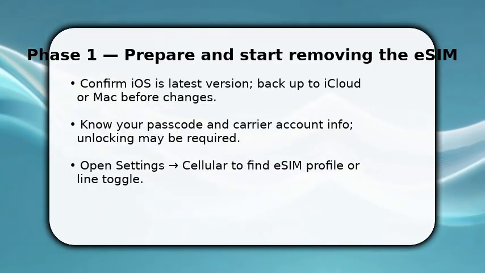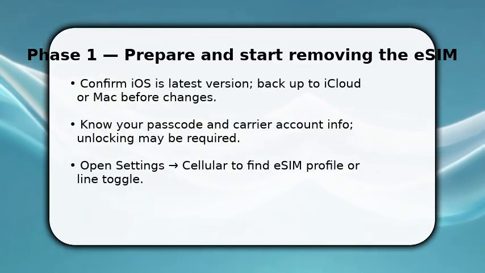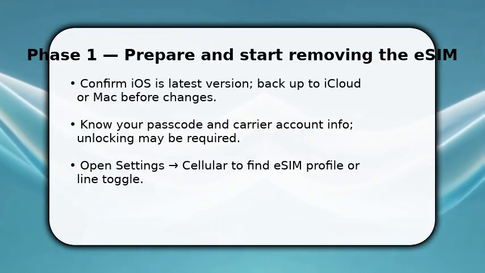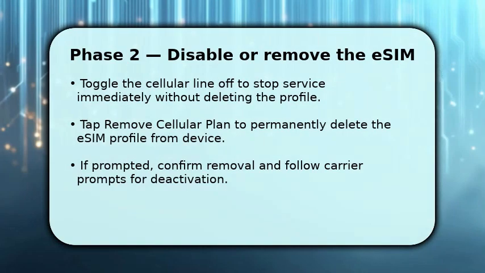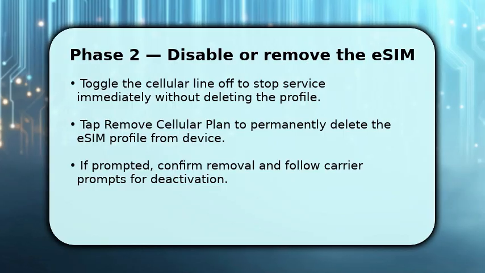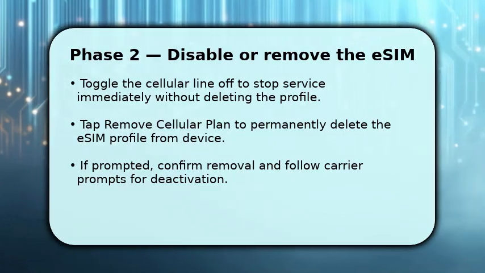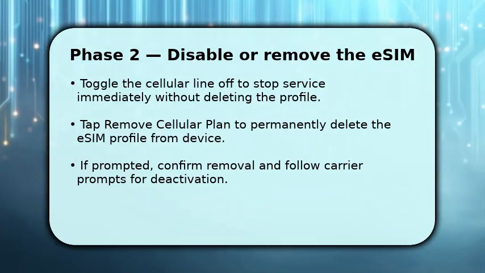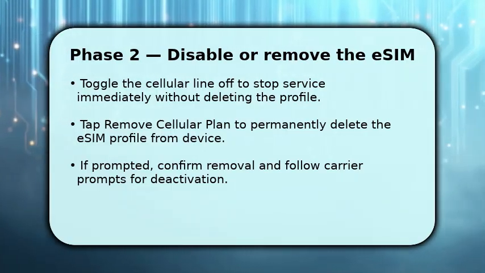Make sure to note which active line you're disabling, because removing an eSIM permanently deletes that profile until reissued by your carrier. Now handle the core action. Toggle the line off if you want a temporary stop. This keeps the profile available. If you want it gone, choose Remove Cellular Plan and confirm. The phone will delete the eSIM and its settings.